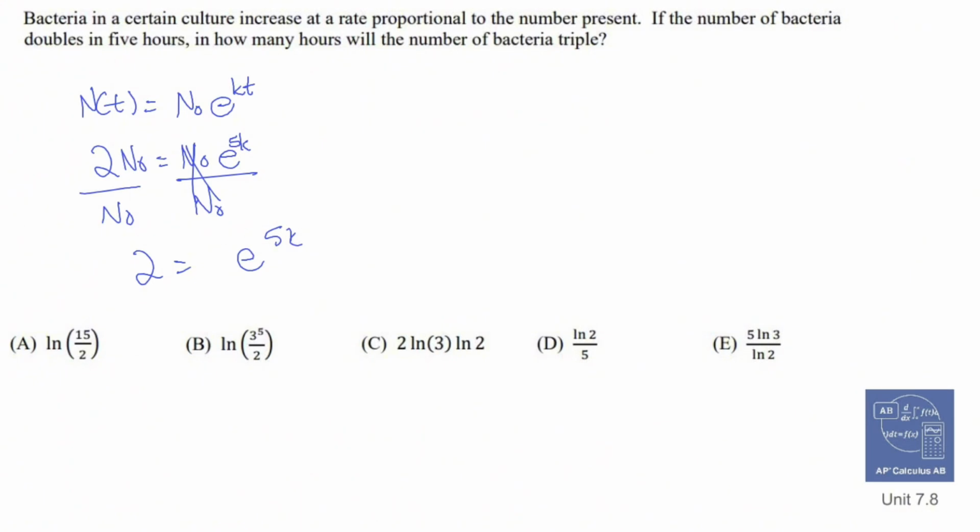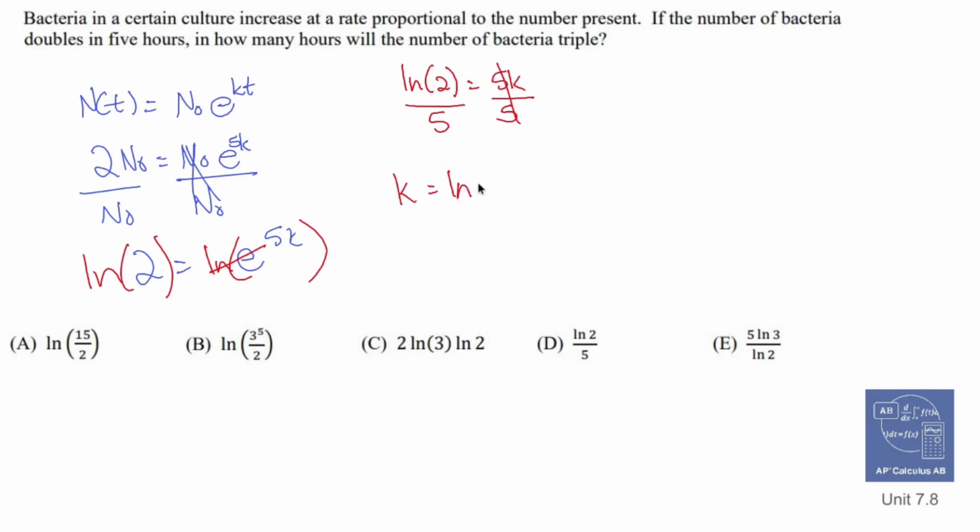Now, in order to solve for k, we're going to ln both sides, and that allows the e to go away and drops the 5k down. So we have ln of 2 equals 5k. Divide by 5, divide by 5. I looked at this ahead of time, you are going to get a number, but I'm going to leave it like that because they don't want us to change things around. K is ln of 2 over 5.